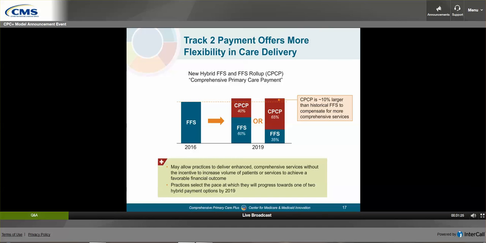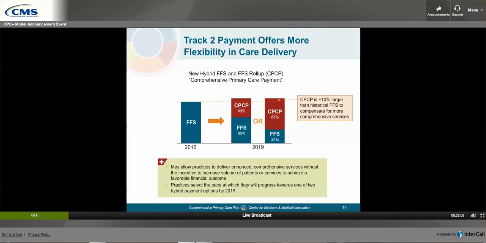The 2 ultimate options are pictured here, which are 40% CPCP with a 60% fee-for-service, or a 65% CPCP and a 35% fee-for-service. Practices will receive their CPCP amount up front, and then when a patient comes into the office for an evaluation and management service, the payment to the practices will be reduced by the amount prepaid. So if a practice chose the 40-60 hybrid payment, the practice would receive a CPCP of 40%, and their fee-for-service will be paid at 60% of the normal amount.